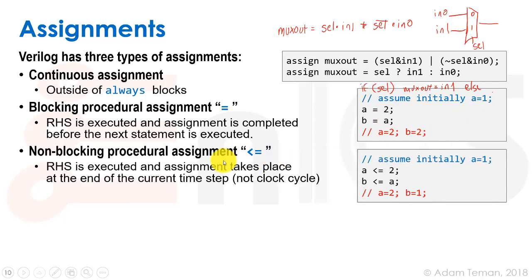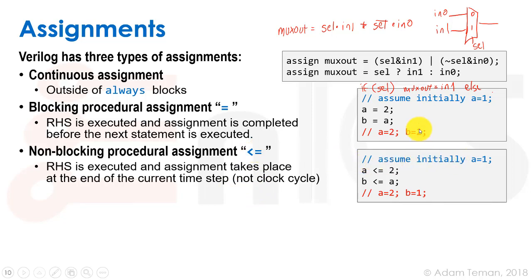Then again, there's something that we call a non-blocking procedural assignment, or a left pointing arrow equals. Okay, so in a non-blocking assignment, we actually do the right-hand side at the end of the current time step. A time step is a singular feature inside our simulator, but at the end of the current time step, so it's an epsilon amount of time after the beginning of the time step, we do the assignment.